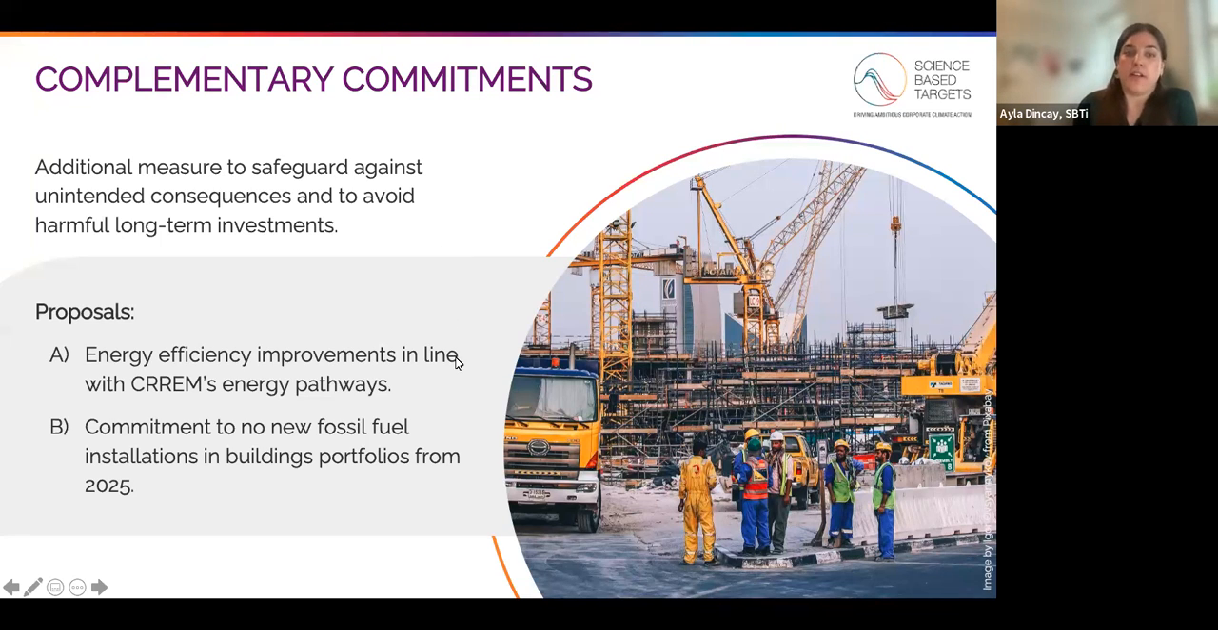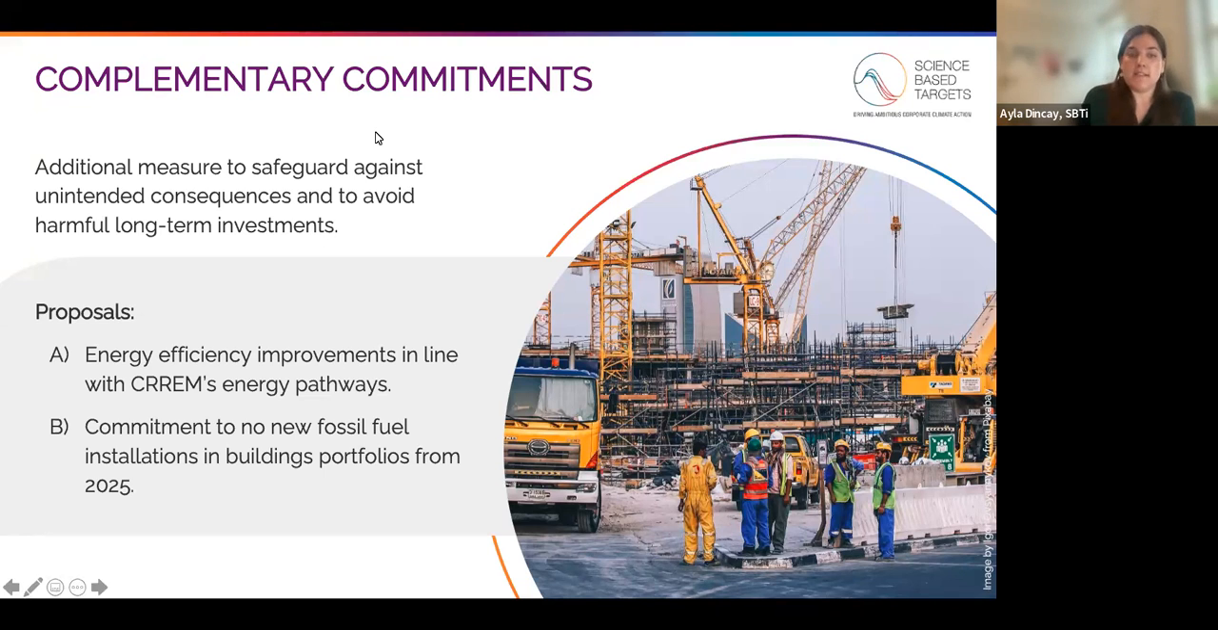And then in addition to traditional science-based target setting, we propose requiring or recommending complementary commitments to back up that the carbon budget is being conserved. Proposed measures in the guidance are, A, recommending companies to commit to energy efficiency improvements that are in line with CRREM's energy reduction pathways. This is to encourage companies to conduct energy efficiency measures, which are necessary in reaching the net zero economy by 2050, considering the significant increase in the floor areas globally.